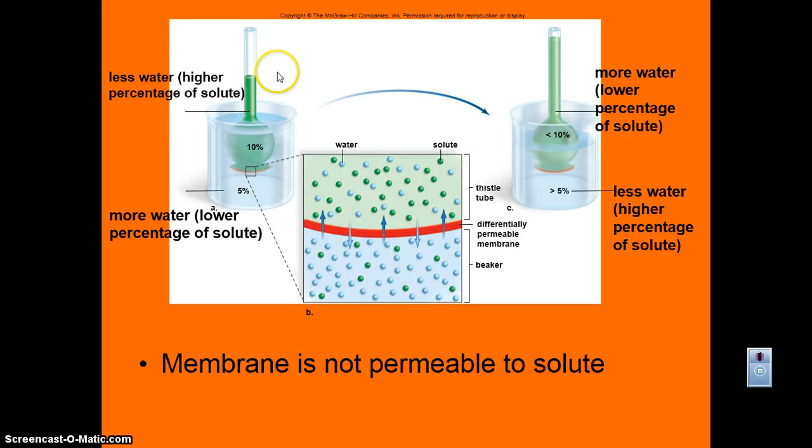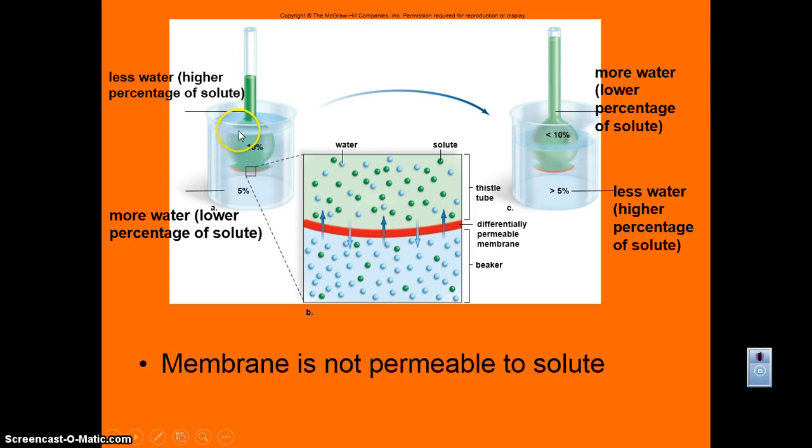All right, so we look at this setup here, and this is a solution with a 10% Kool-Aid solution. And out here we have a 5% Kool-Aid solution. And the membrane is not permeable to the solute. So these green dots over here are not allowed to go back and forth because they're too big. This is called the thistle tube, and here's our membrane down here, this red line, and this is the beaker. Okay, so the 10% solution is going to have less water than the 5% solution.